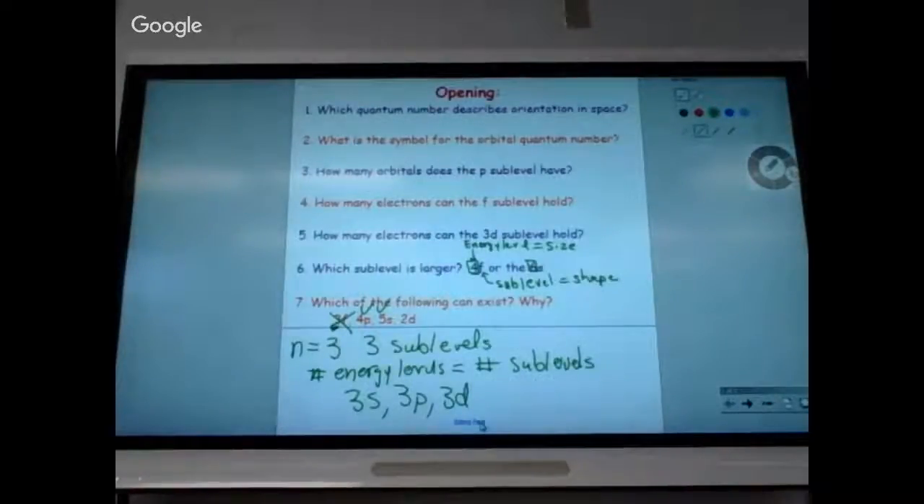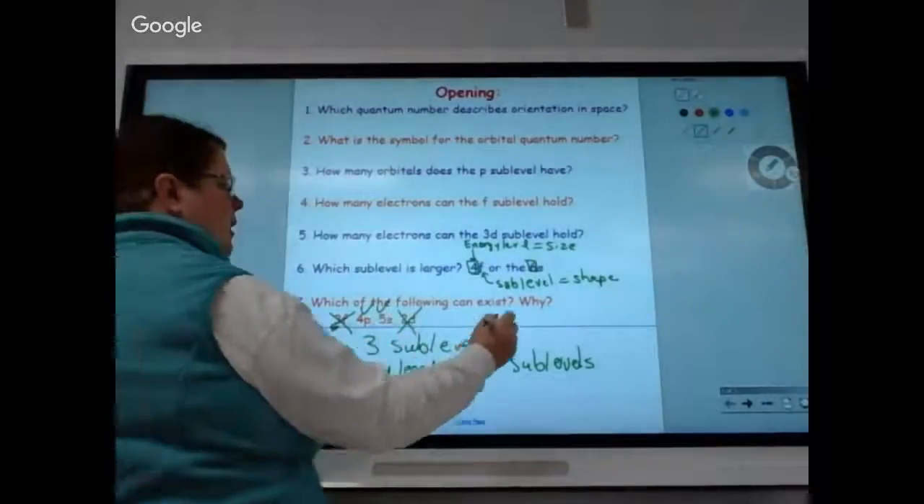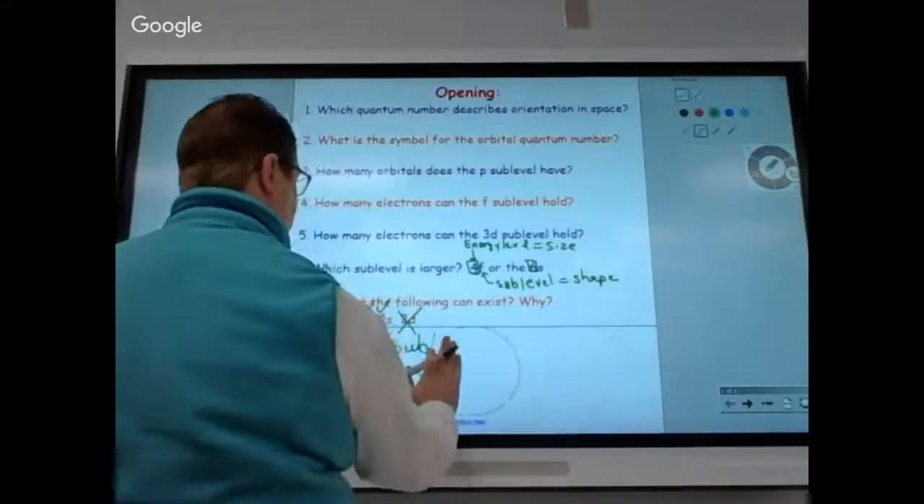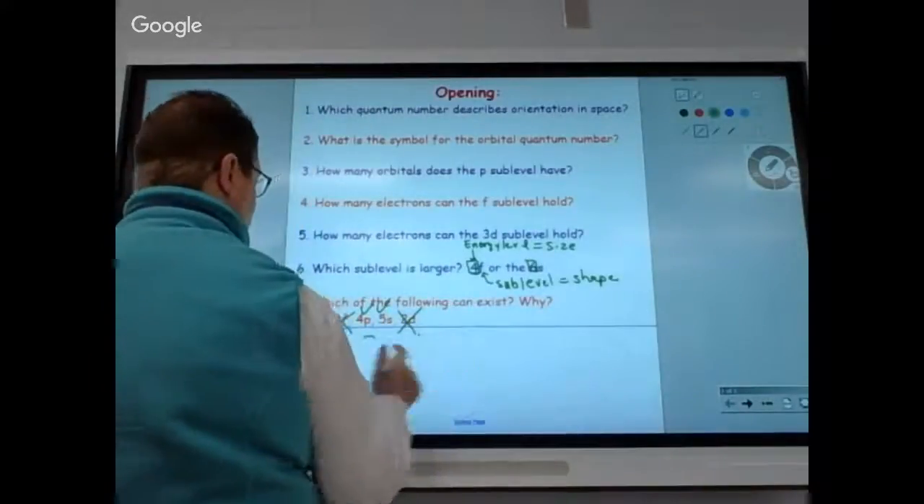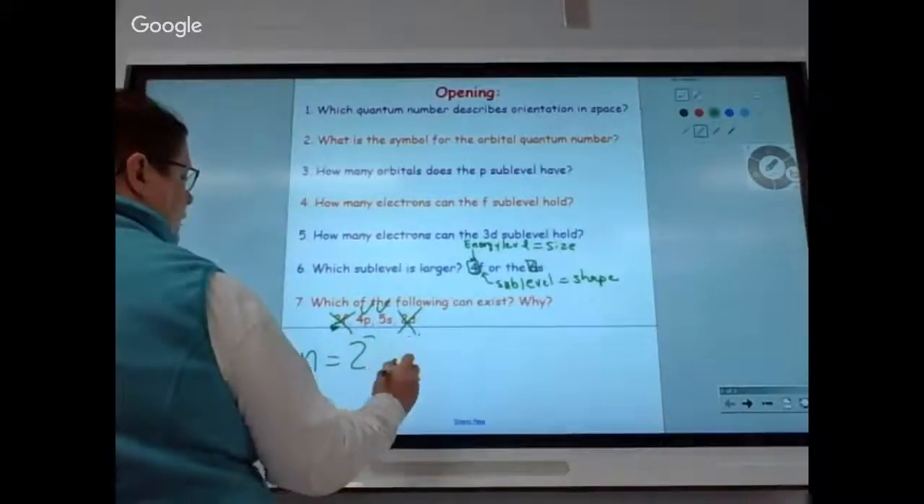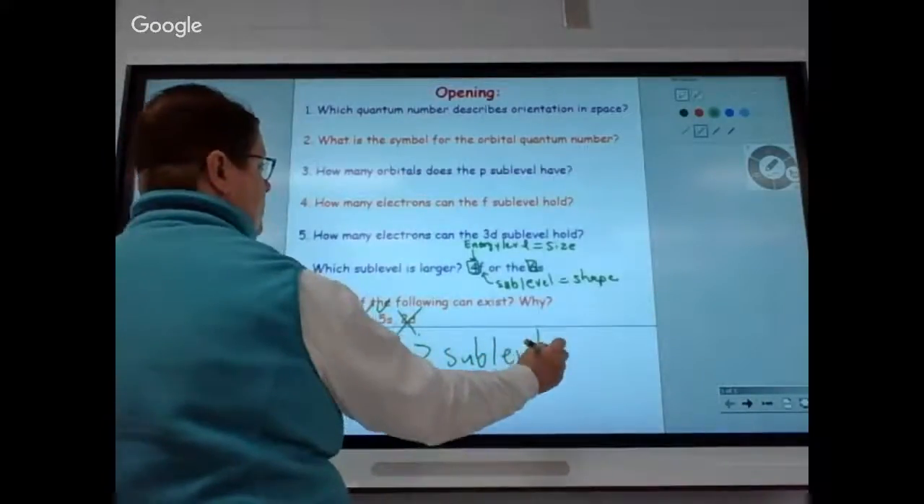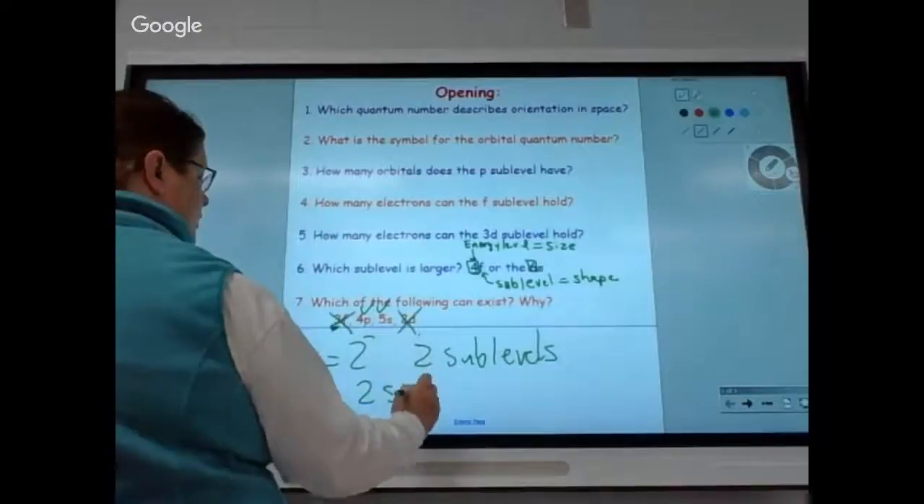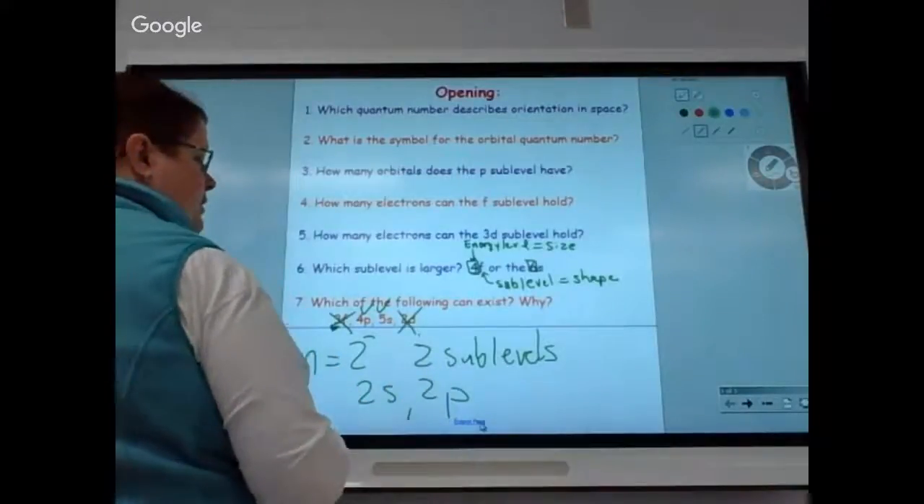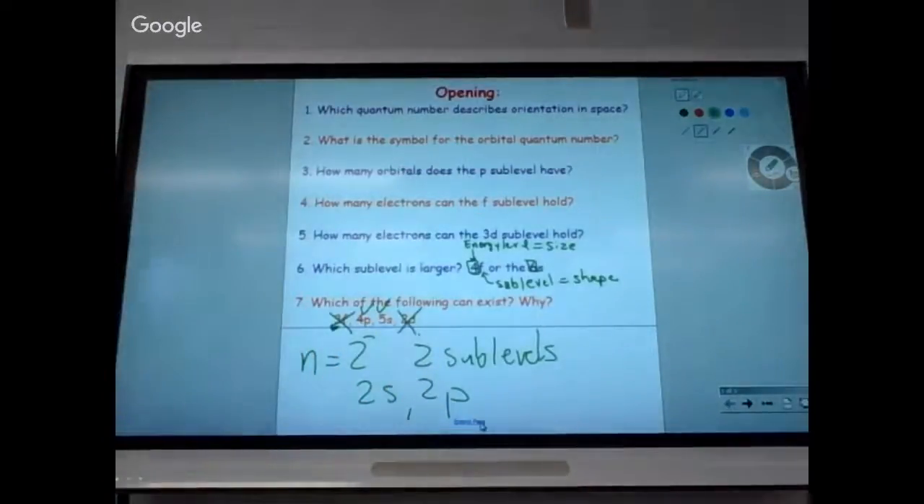So can 2D exist? No, because if n equals 2, how many sublevels are you allowed? You're allowed 2 sublevels. What are their names? 2S and 2P. So can 2D exist? No. Questions? I don't think we're good to go on the quiz on that.